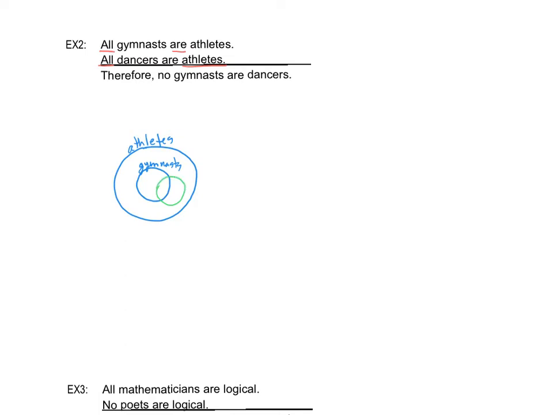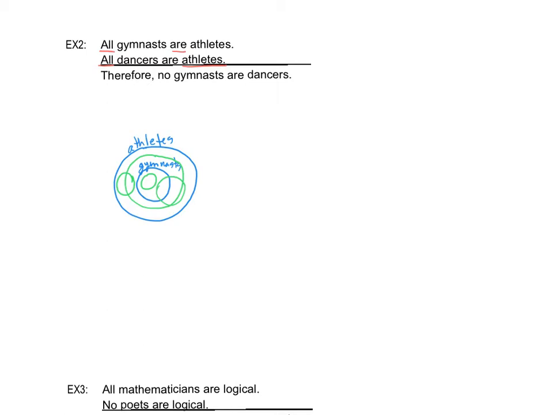It's possible that the set of dancers can be inside the set of athletes, but around all the gymnasts. It's possible that the set of dancers can be completely inside the set of gymnasts. The only requirement here, one more diagram: what if the set of dancers and the set of gymnasts don't even touch? See, the only requirement for premise 2 is that the set of dancers are inside the set of athletes.